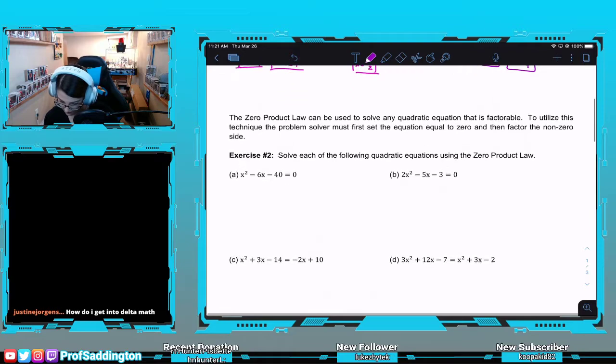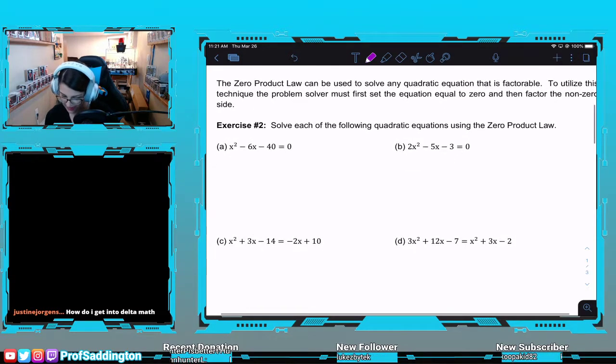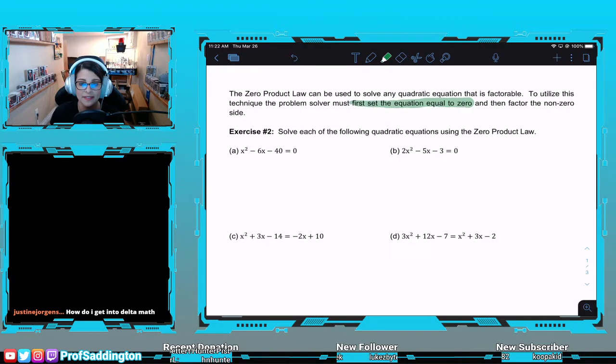So next, it says the zero product law can be used to solve any quadratic equation that is factorable. To utilize this technique, the problem solver must first set the equation equal to 0. I'm going to highlight that. First set the equation equal to 0 and then factor. So set it equal to 0 and then factor.